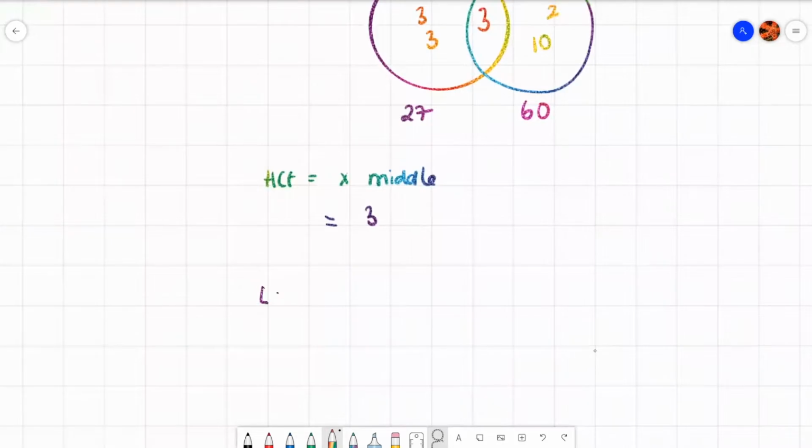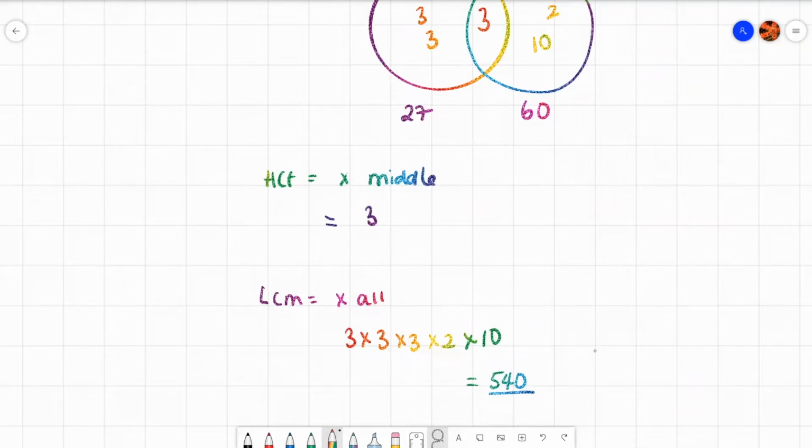The lowest common multiple is times all. So I'm going to do 3 times 3 times 3 times 2 times 10. Well, 3 times 3 is 9. 9 times 3 is 27. 27 times 2 is 54. And 54 times 10 is 540. So that means the lowest number in the 27 times table and the 60 times table is 540.